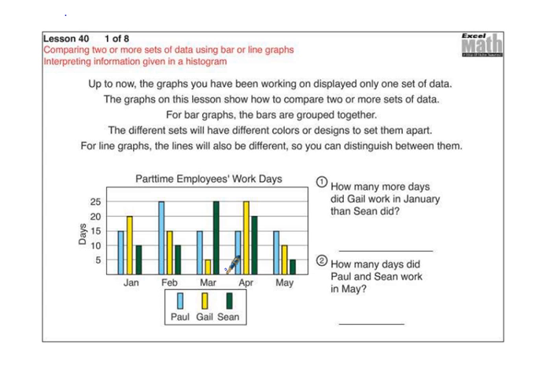All right, so here we go. How many more days did Gail work in January than Shawn did? What we have here is the months of the year along the bottom, January, February, March, April, May. Along the side, it says how many days that they worked. So this is 5 at this line, 10 at this line, 15, 20, and 25. Then we have a little key down here at the bottom. Paul is the blue bar, Gail is the yellow bar, and Shawn is the black bar.